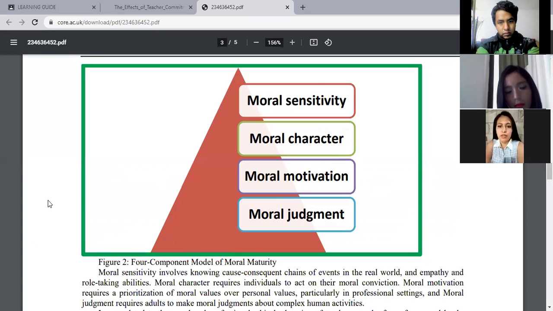Another component is moral character. In this case, it requires individuals to stand by their moral convictions. On the other hand, moral motivation requires giving priority to moral values over personal values, especially in the professional sphere. And finally, moral judgment requires adults to make moral judgments about complex human activities.